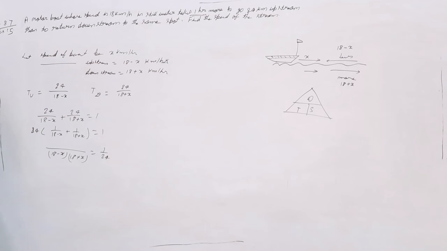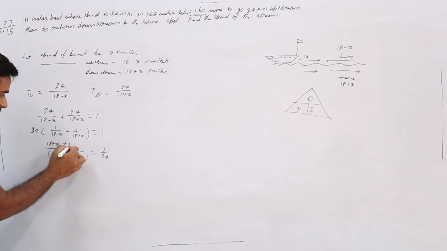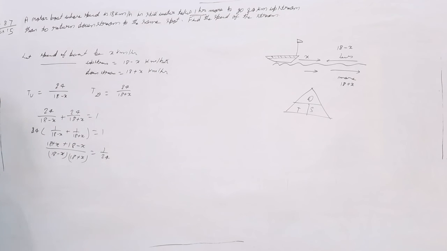18 minus x gets cancelled. What remains? 18 plus x plus 18 plus x; 18 plus x gets cancelled. What remains? 18 minus x minus... barsaat. Correct. Barsaat means cancel. When rain happens, everything will be washed away, right? So that is called barsaat.